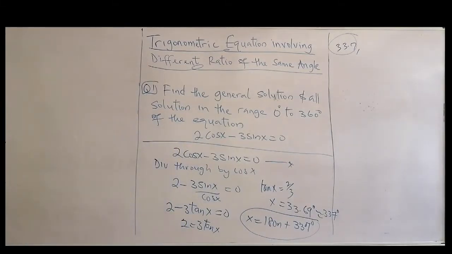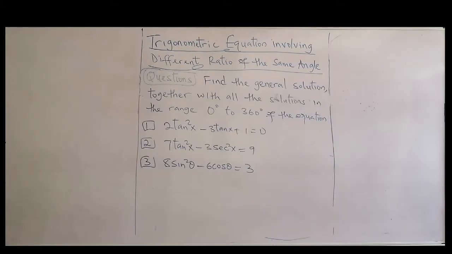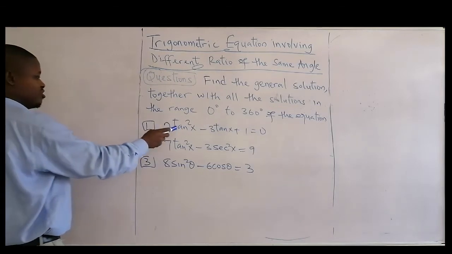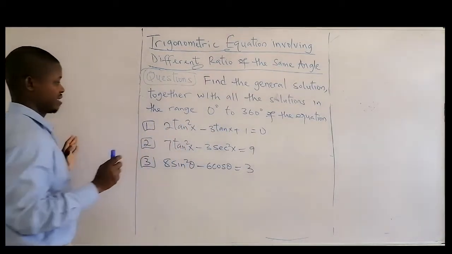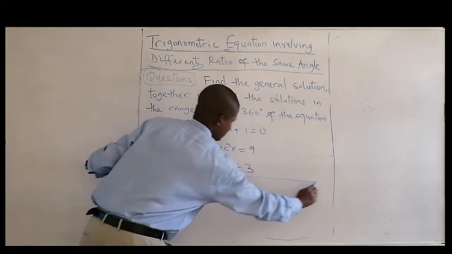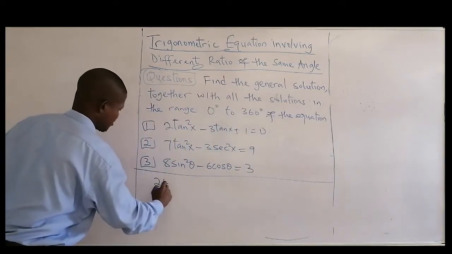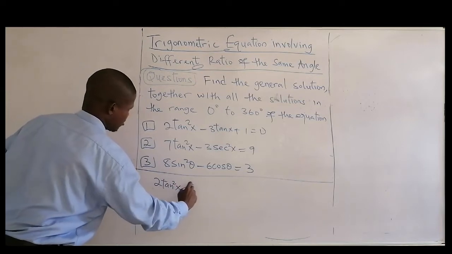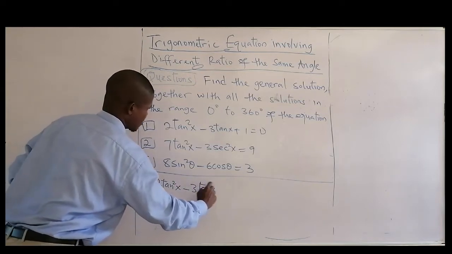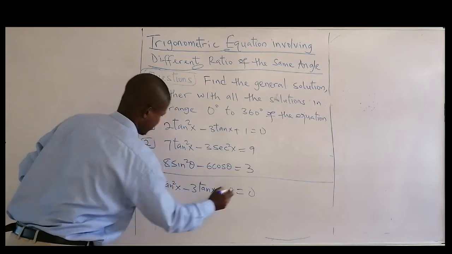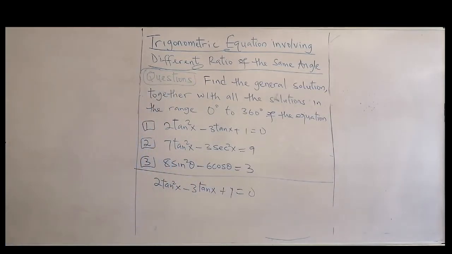Next question. Let's look at the questions we have here. We are told to find the general solutions and all solutions in the range of 0 to 360. The first one is already in the same trig ratio, so that's very simple. Question 1: 2 tan square x minus 3 tan x plus 1 equal to 0. It's already in the same trig ratio, and it's quadratic.